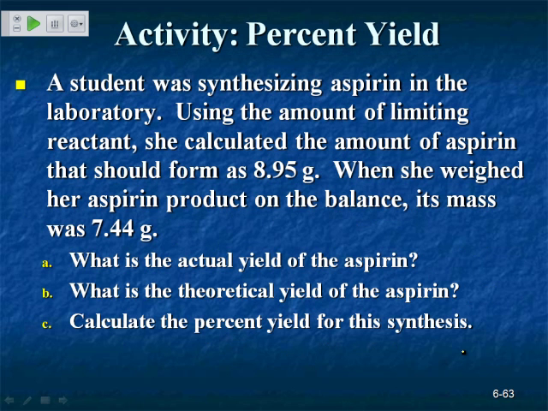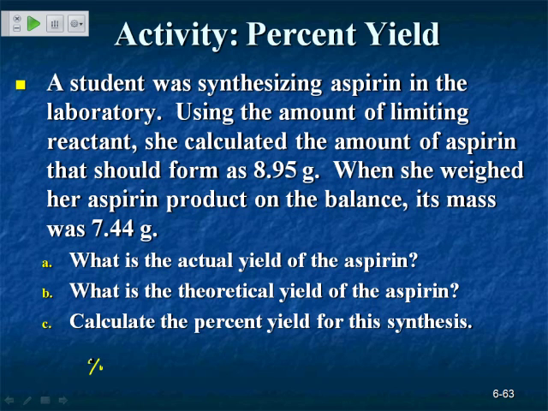Let's look at another activity. A student was synthesizing aspirin in the lab. Using the amount of limiting reactant, she calculated that the amount of aspirin that should form is 8.95 grams. When she weighed her aspirin product on the balance, its mass was 7.44 grams. So, which is the actual yield of aspirin from this problem? 7.44 grams. Which is the theoretical yield? 8.95. And what would be the percent yield?